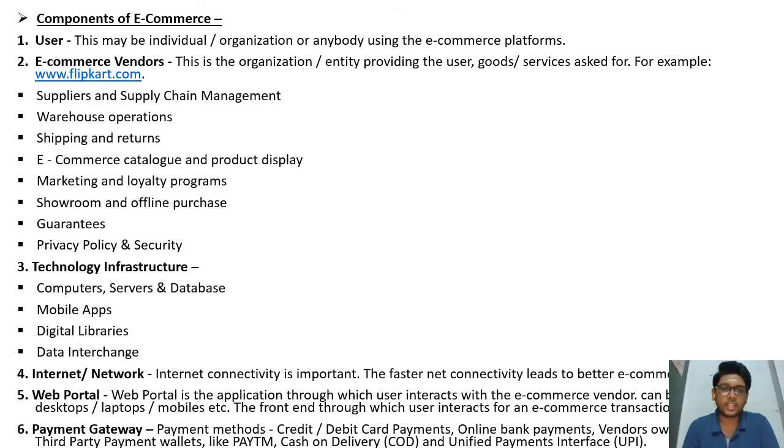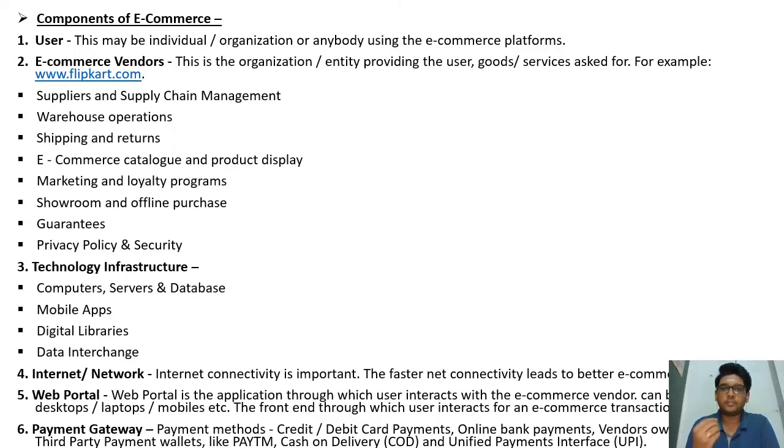Next, technology infrastructure. Technology infrastructure அடியில நம்ம எப்படி அதை யூஸ் பண்ண முடியும்? Computer, servers or database, we need to have that. We should have mobile and mobile applications in it, digital libraries and data interchange. These are the 4 points under technology infrastructure.